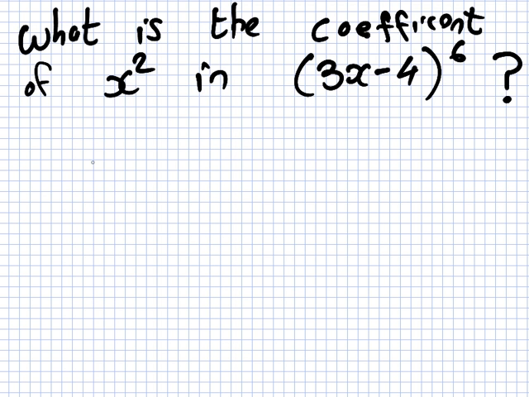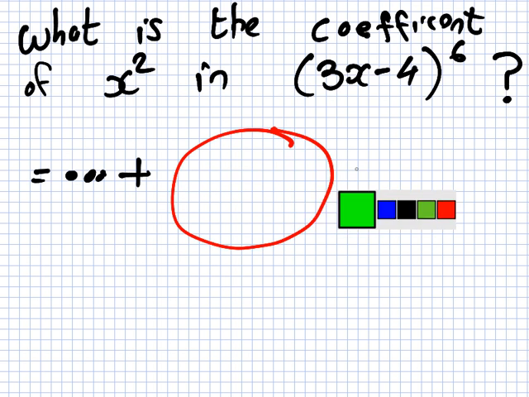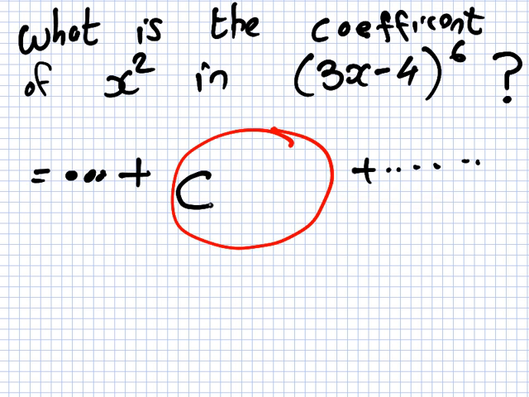You know when you expand this, you'll get many terms, dot, dot, dot, plus the term that you care about, plus other terms you don't care about. The term that you want, you know it will have a C in it, you know it will have a 3x in it, and you know it will have a minus 4 in it. You know what the power should be on this x piece. What should it be? 2, because that's the part that you want, the x squared. You know that this must be 6 because it's power 6.